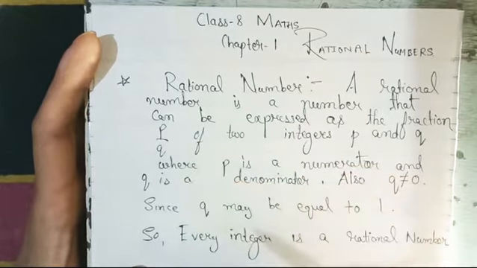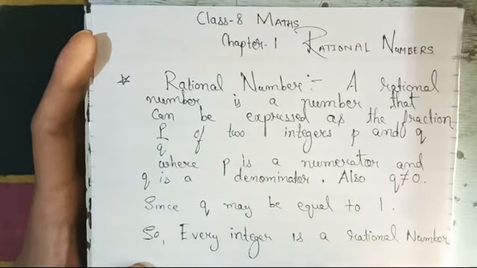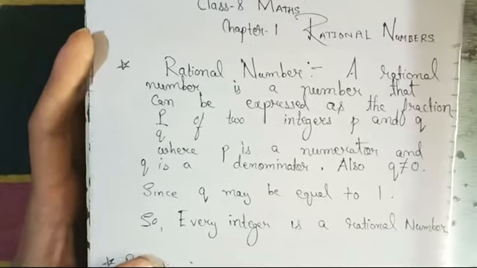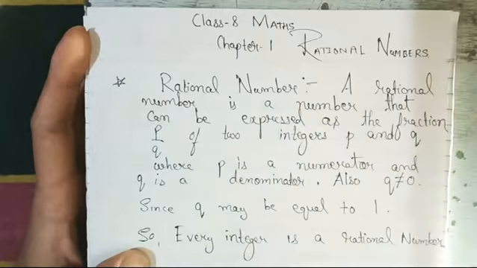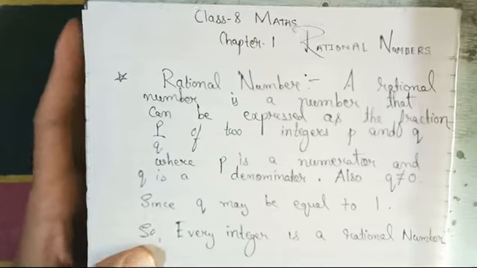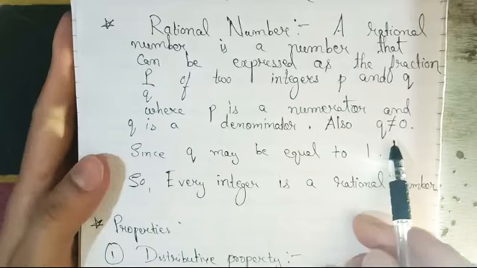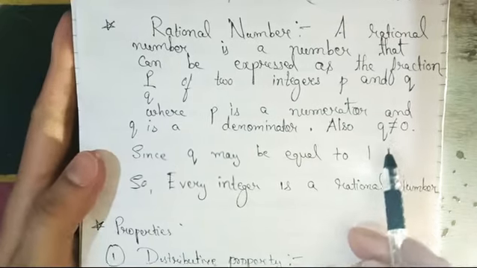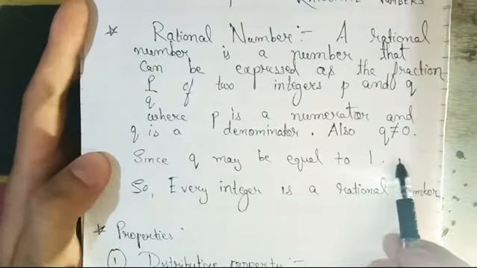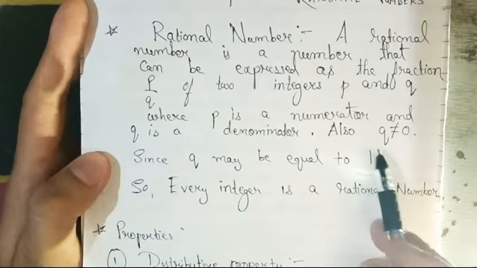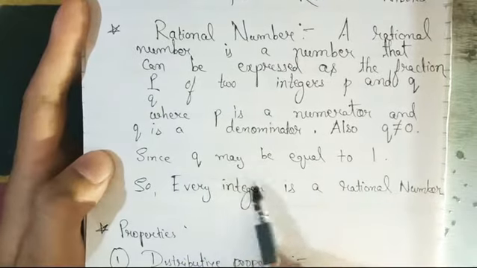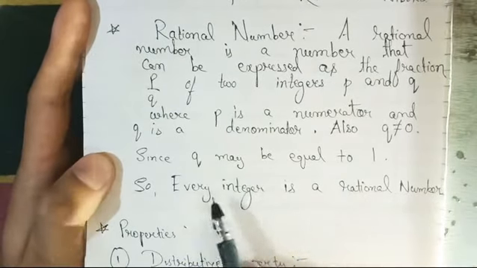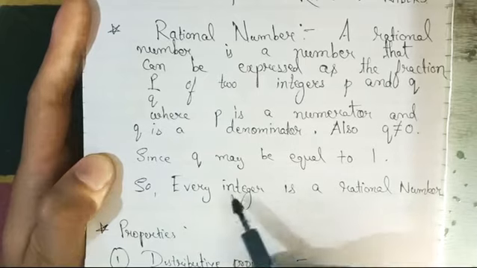So suppose we are having a fraction, for example 1 upon 2, 3 upon 4, 5 upon 7. Any fraction we can take and we can call that fraction a rational number. But there are some conditions regarding rational numbers: q is not equal to 0. The denominator q is not equal to 0. That means it cannot be 0, but q may be equal to 1. The value of q can be equal to 1.